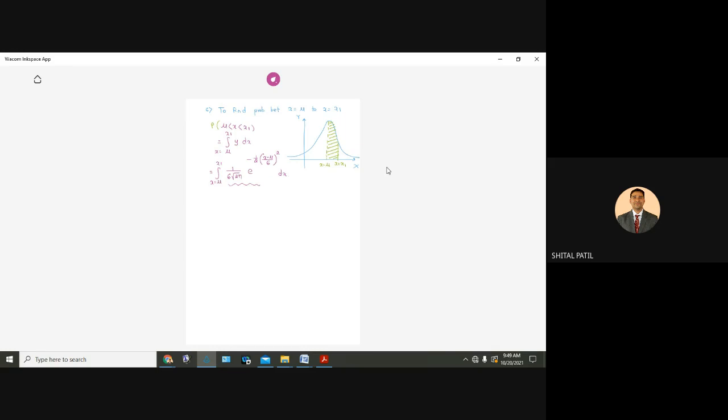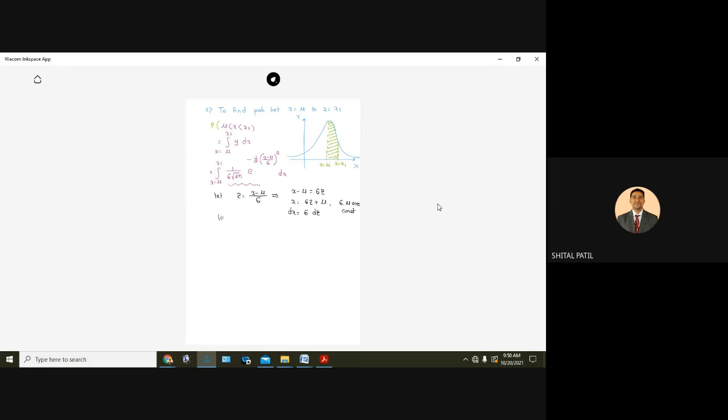Now to solve this integral, I'll use substitution. Let z equal to x minus mu divided by sigma. That will give x minus mu equal to sigma z, that is x equal to sigma z plus mu. Remember that sigma and mu are constants. So what is dx? dx equals sigma dz, since the derivative of mu is 0.